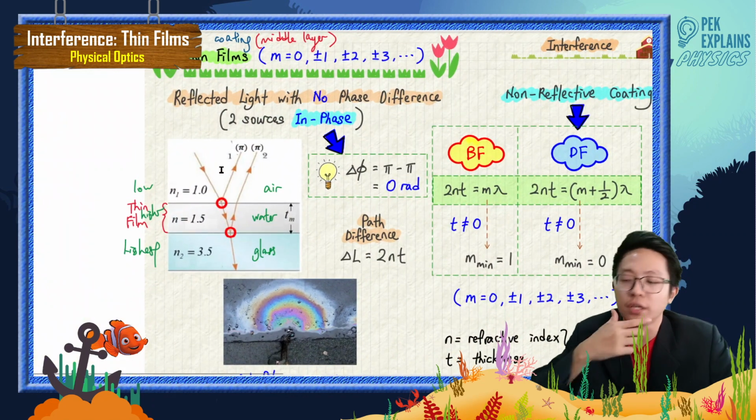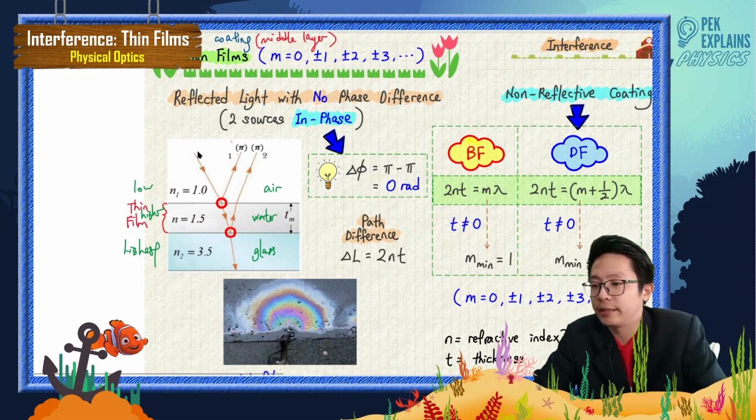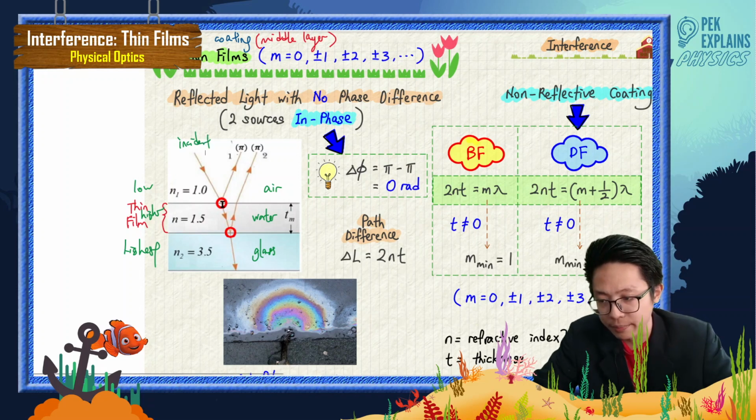Okay, phase change. Let's look at the first light. This is the incident light. The incident light comes and part of it is reflected. You see, reflection from lower refractive index going to higher refractive index. Is there any phase change for the first light?